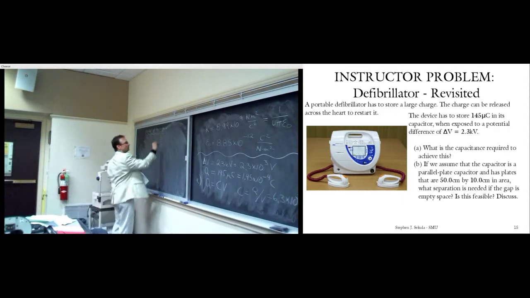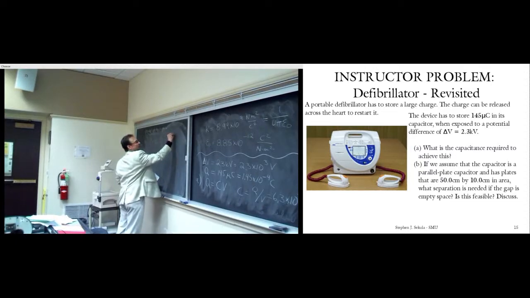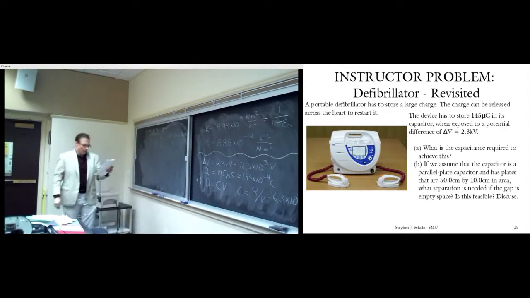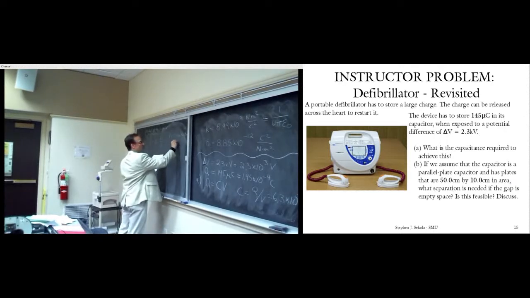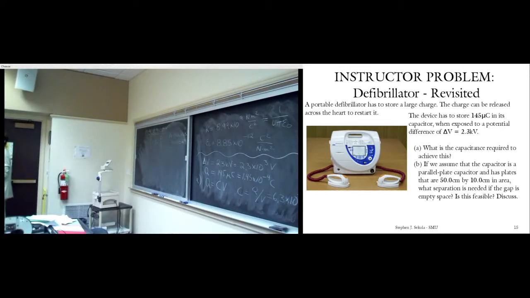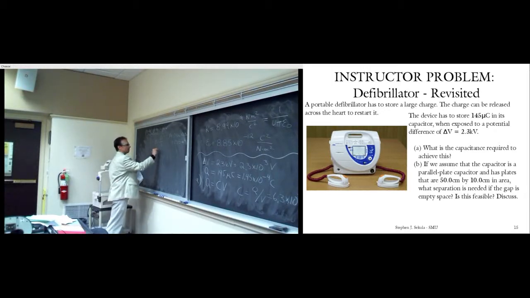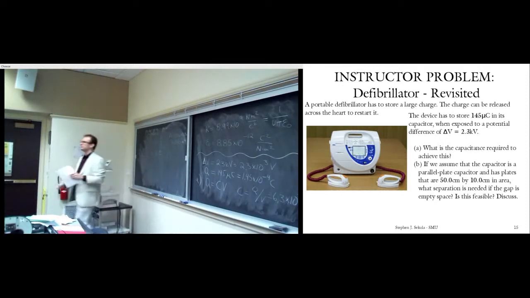And the area we can calculate: it's 0.50 meters times 0.10 meters, which gives us 0.05 meters squared. Okay? So 0.05 meters squared is the area of either plate in the capacitor. We want D, we have C, we have epsilon naught, we have A. So all we have to do is a little algebraic rewrite: D equals epsilon naught A over C.